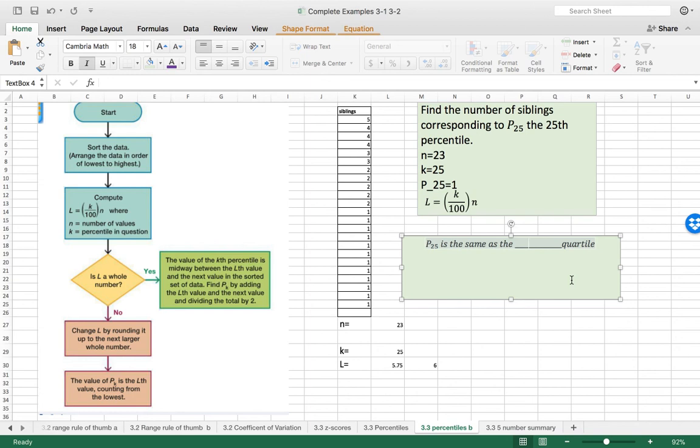Now, P25 is the same as the first quartile. So that is the same because 25% is 1/4.